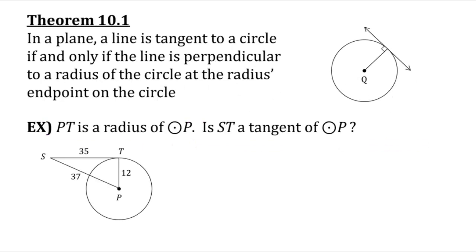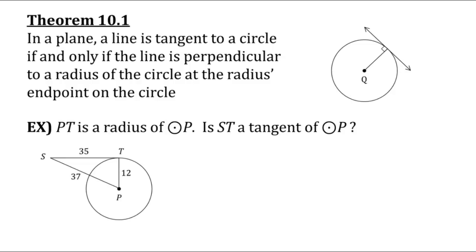Alright, so next, Theorem 10.1. In a plane, a line is tangent to a circle if and only if the line is perpendicular to a radius of the circle at the radius's endpoint on the circle. So a tangent line is perpendicular to a radius. If it's not perpendicular, it's not tangent.